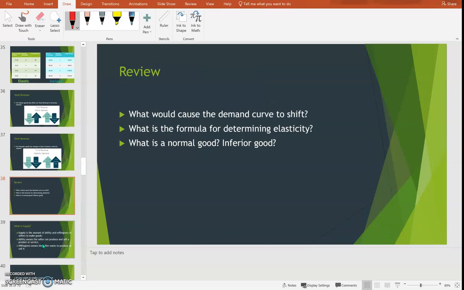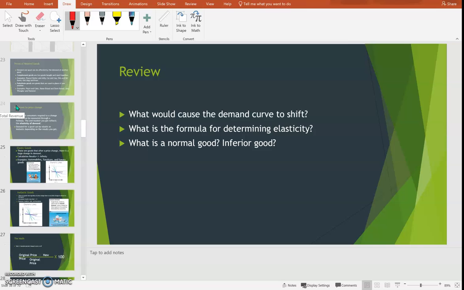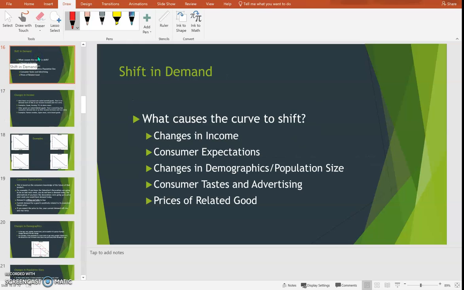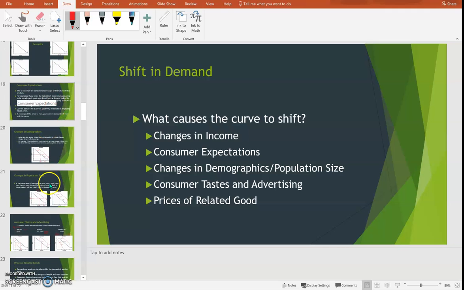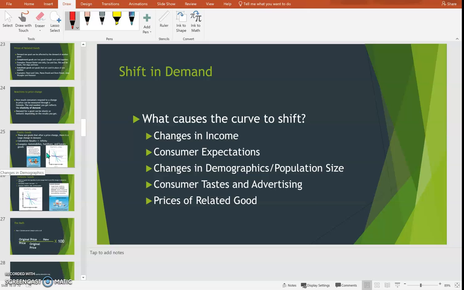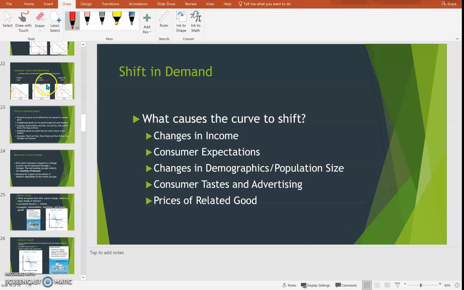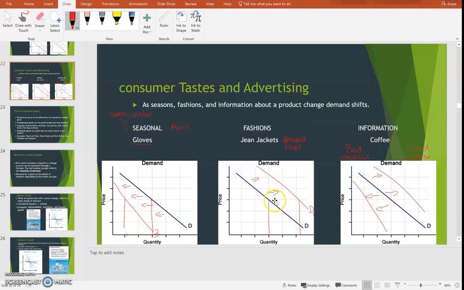All right, so what are some things that would cause the demand curve to shift? What is the formula for determining elasticity? What is a normal good and what is an inferior good? All right, causes for the demand curve to shift. We talked about this. Changes in income, consumer expectations, changes in demographics or population sizes, consumer tastes and advertising, and prices of a related good. Those are all things, that's not just movement from one point to the other, right? That's just looking at price. Shifts in demand cause the entire curve to shift either left or right, an increase or a decrease, like we see here, okay?